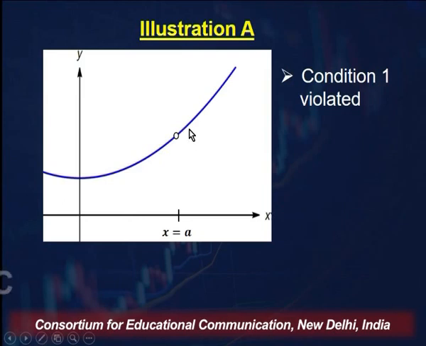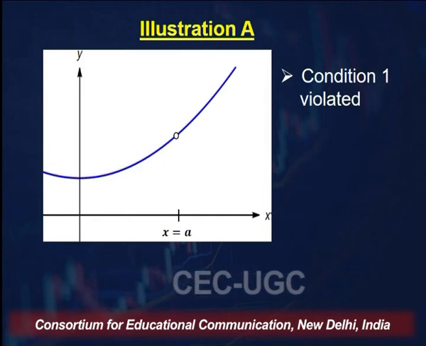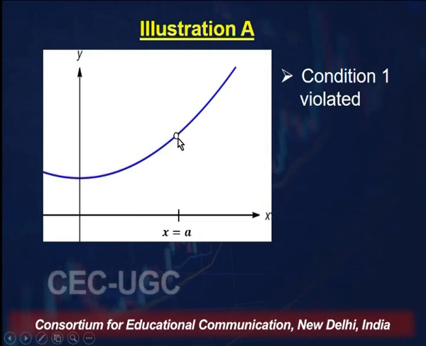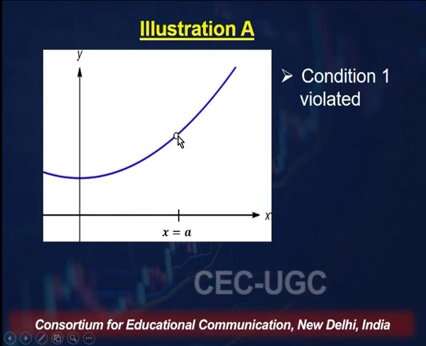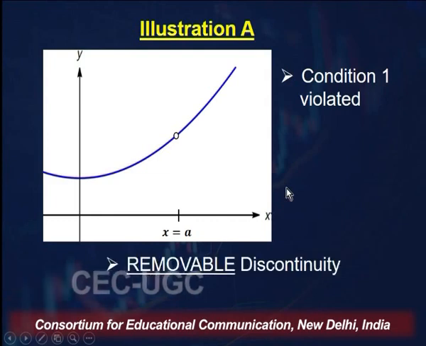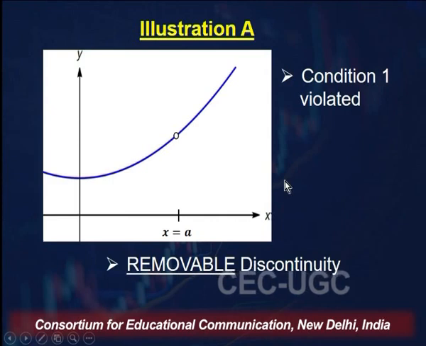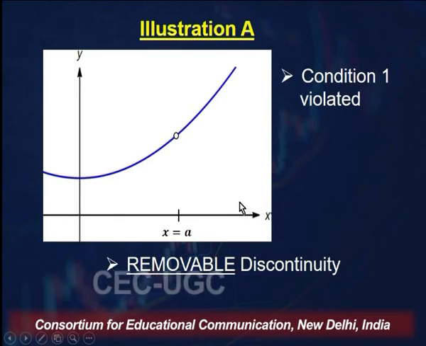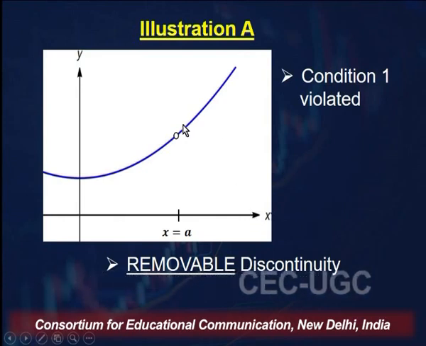If we go over the other conditions, for the second condition you see that the limit does exist. If x approaches a either from the left or from the right, it's going to approach this value given by the open circle. So the limit does exist, but condition 1 is violated. And this in particular is what we call a removable discontinuity. Why is this a removable discontinuity? All we have to do in order to make this function continuous is to simply fill up this hole.